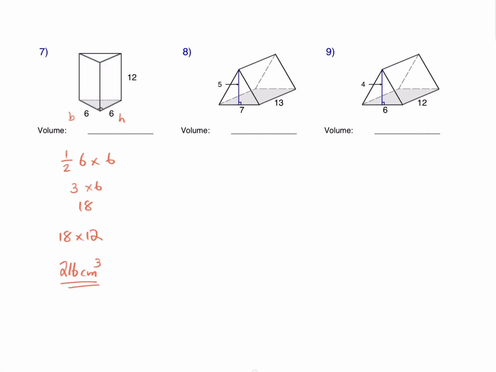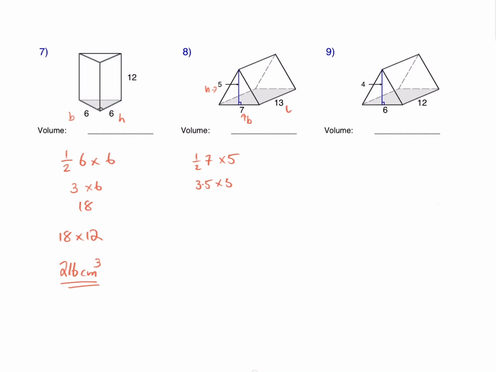So now, number 8. 8 is different because you can see that the prism has been flipped onto its side like a Toblerone. So this is the base here, and this is the height, and over here is the length. So we half the base, so half times 7 multiplied by 5. So half times 7, a half of 7 is 3.5.